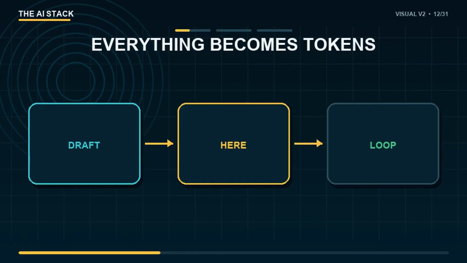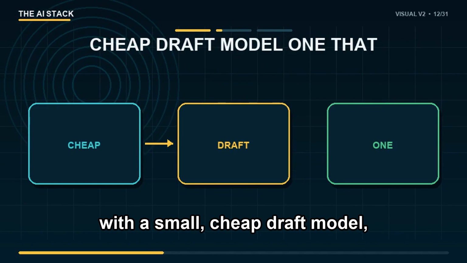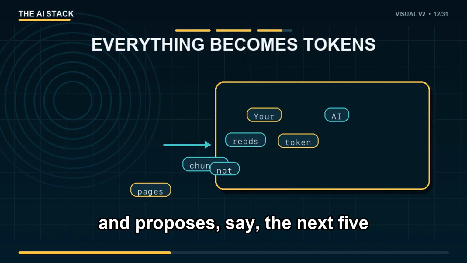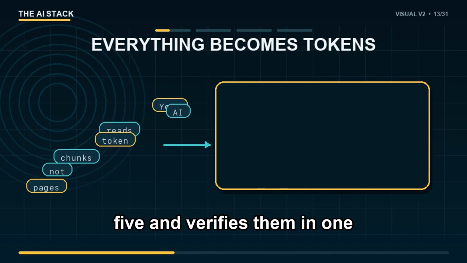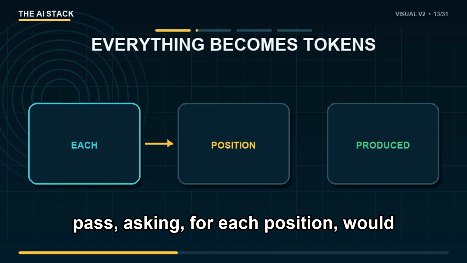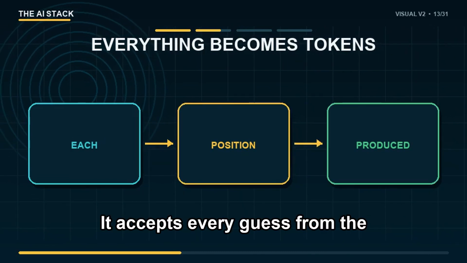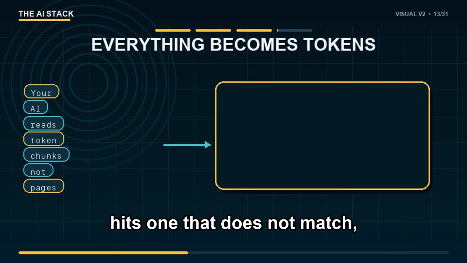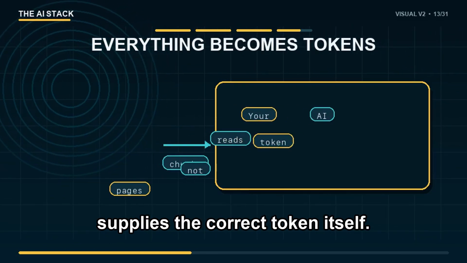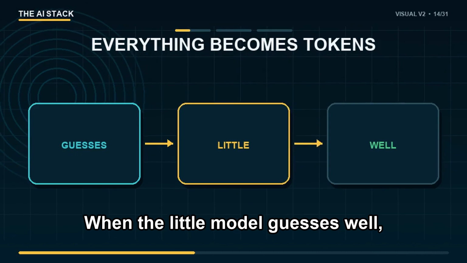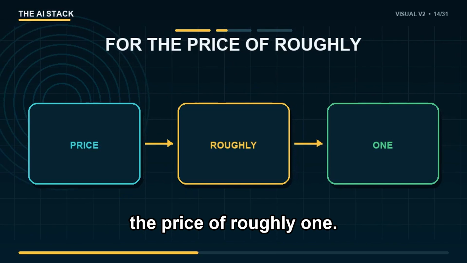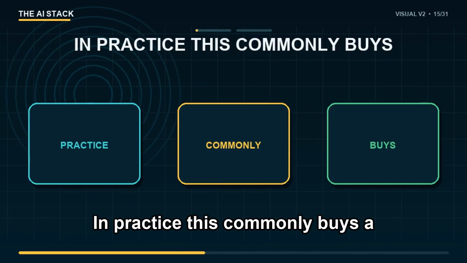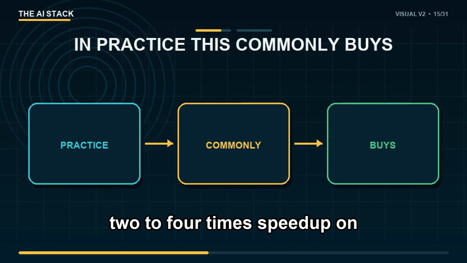So here's the loop. You pair the big target model with a small cheap draft model, one that is much faster but less reliable. The draft model quickly races ahead and proposes, say, the next 5 tokens. Then the big model takes all 5 and verifies them in one pass, asking, for each position, would I have produced the same token here? It accepts every guess from the start that matches what it would have said, and the moment it hits one that does not match, it stops, discards the rest, and supplies the correct token itself. When the little model guesses well, you just got 5 tokens for the price of roughly 1. When it guesses badly, you fall back to normal speed, but you are never worse off. In practice, this commonly buys a 2 to 4 times speed up on real workloads.